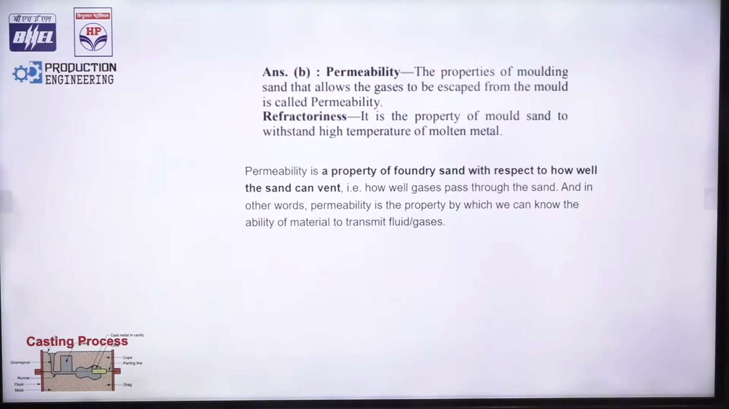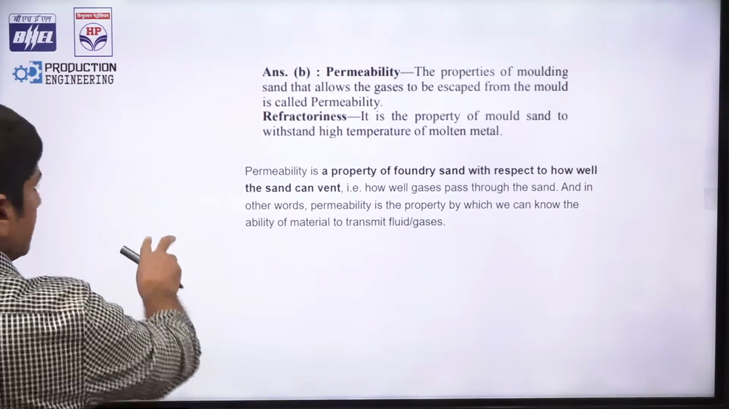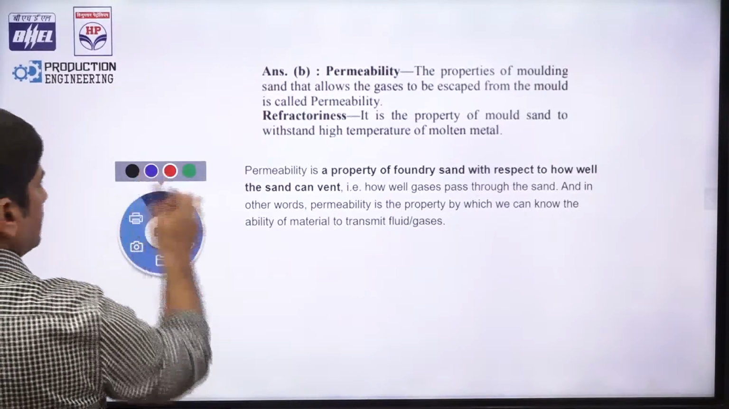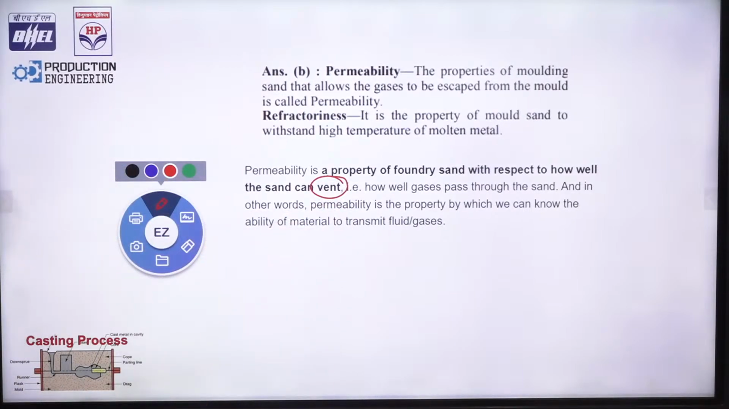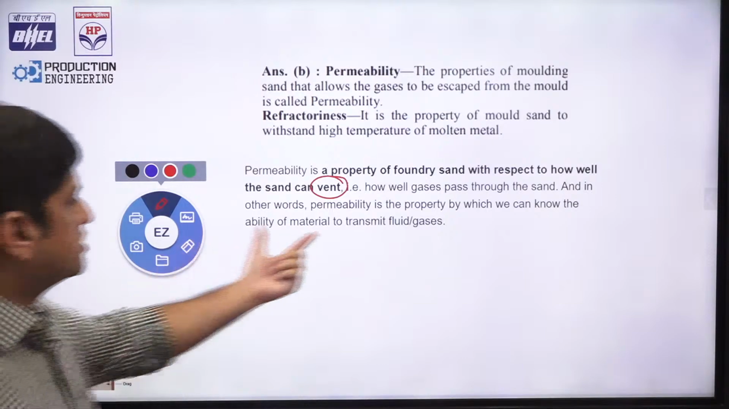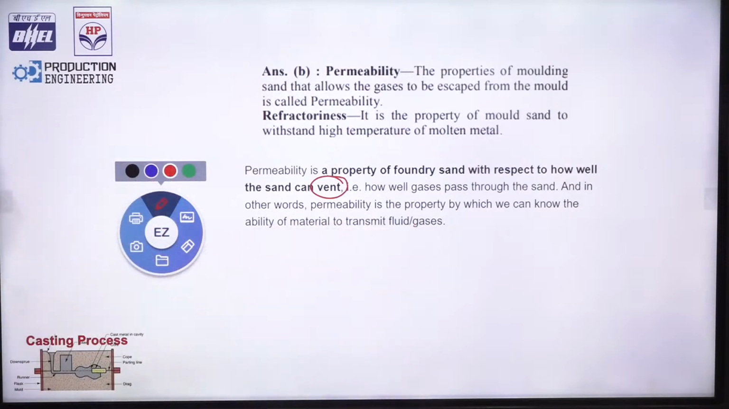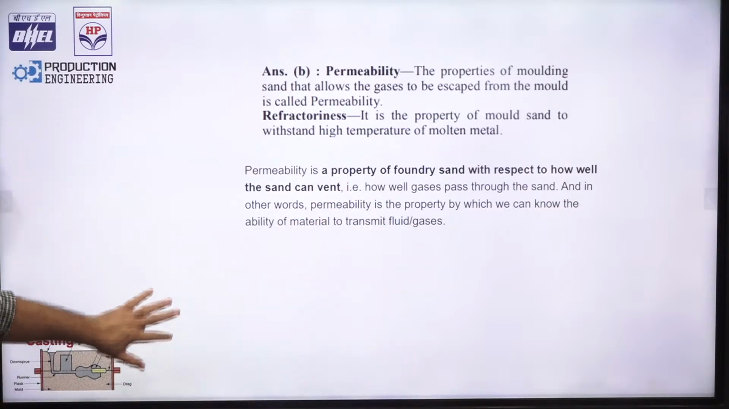Withstanding high temperature is refractoriness, right? Now venting behavior, do you know what a vent is? Vent is the escaping of the gases. So venting behavior, how well the gas can go out from the sand, is related to permeability, right? Permeability is the ability of a material to transmit gases or fluids. That is the meaning of it.